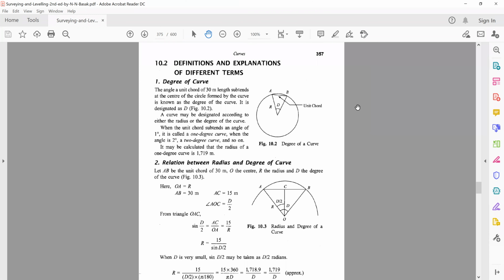So the first definition is degree of a curve. The degree of a curve is the angle a unit chord of 30-meter length subtends at the center of the circle formed by the curve. So like we discussed, a curve is basically an arc of a circle. So imagine this diagram over here, which is a circle, and the two points given are A, B. And if you join the two points to the center of the circle, they would join at the point O. So if this is the point O, they would join over here.